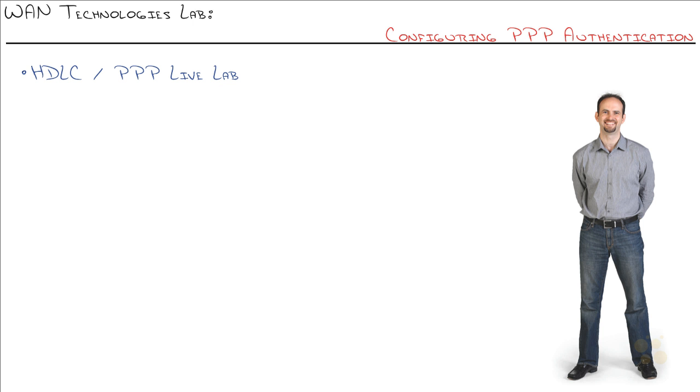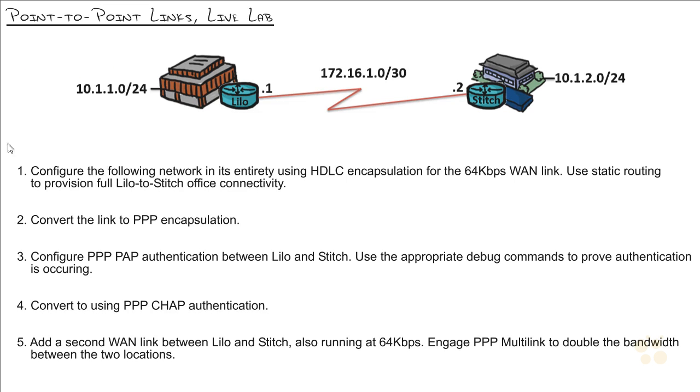WAN Technologies Lab, configuring PPP authentication. In the last nugget, we went through and did the base configuration of PPP. That is, we have IP addressing configured, static routing enabled, and PPP encapsulation, which is the key, enabled between the Lilo and Stitch routers. Now we're going to dive into the authentication components.